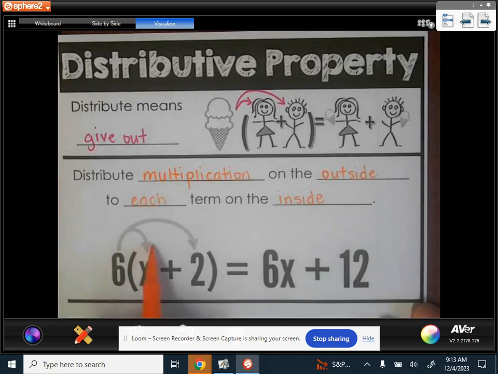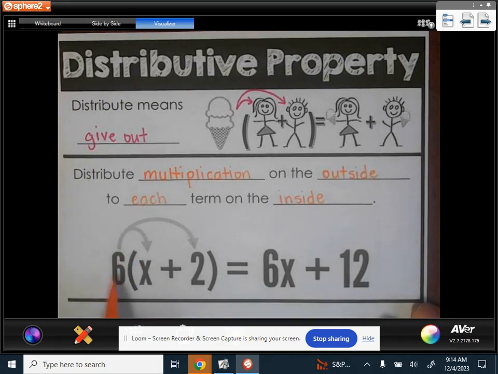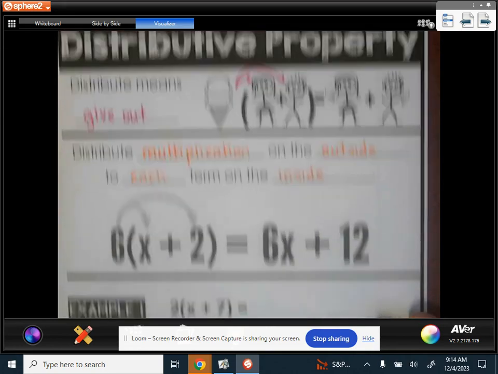So when we do 6 times x, that just gives us 6x. You'll remember we looked at something the other day where we said if the 6 is right next to the x, that means multiplication. So we've multiplied the 6 times the x, and then for the hoppity, we do 6 times 2, which gives us the 12. Sometimes they may just write 6 times 2 there and 6 times x, but that's the final answer.